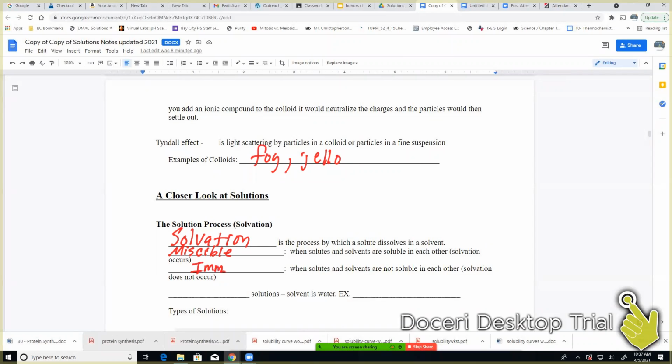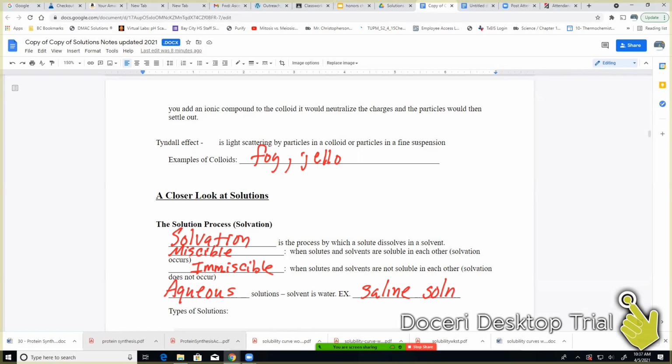If something is immiscible, that's when the solute will not dissolve in the solvent. So like oil and water. You can mix some oil and water and it'll look like it's going to go into solution, but then you set it there for a while and they separate back out. Aqueous solutions, which are mainly what we're going to be dealing with, means that the solvent is water. So saline solution is a good example of that.